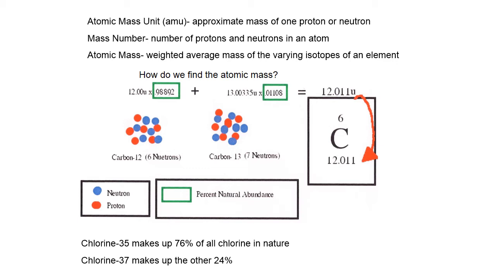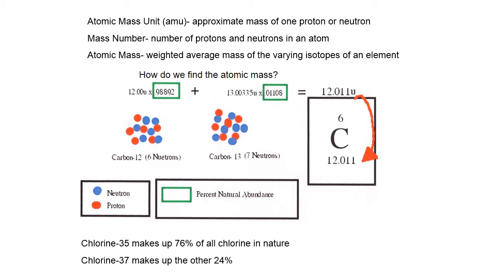Let's look at the simplest atom, hydrogen, as an example to clarify this concept. Some hydrogen atoms have a mass number of 1, and some others have a mass number of 2. Hydrogen atoms with a mass number of 1 are much more common than those with a mass number of 2. Its atomic mass takes this into account.